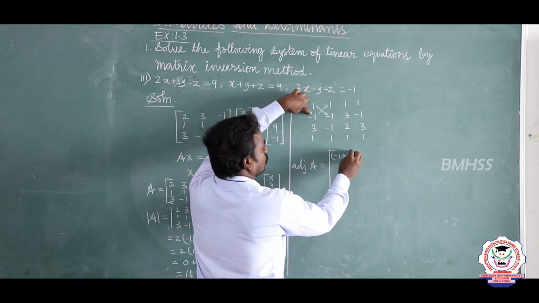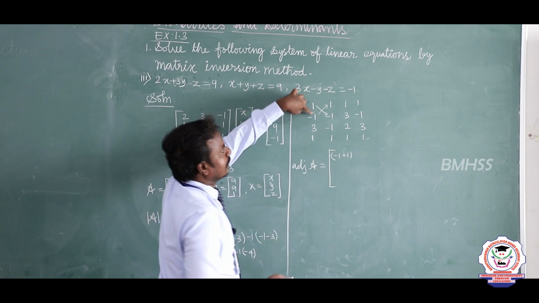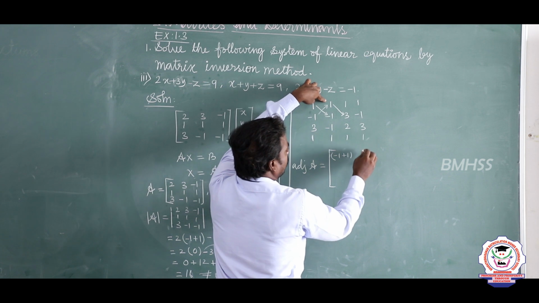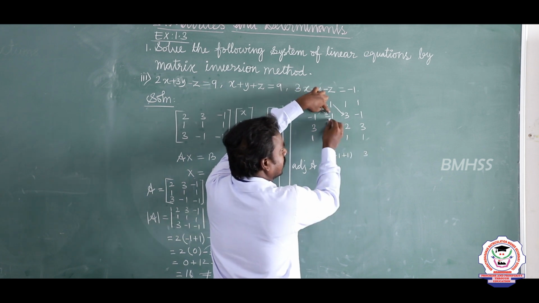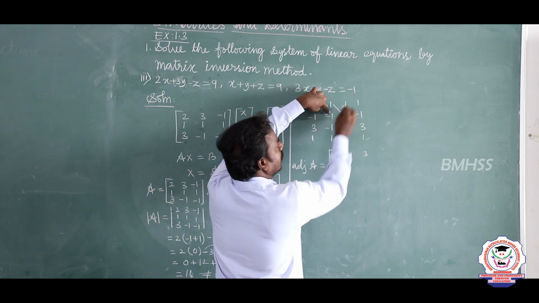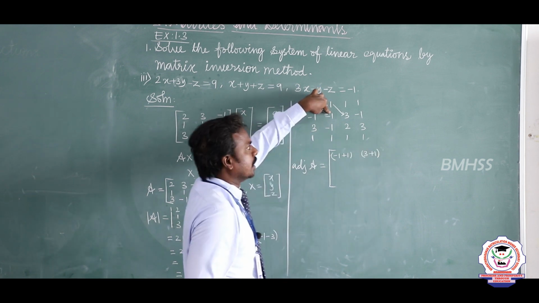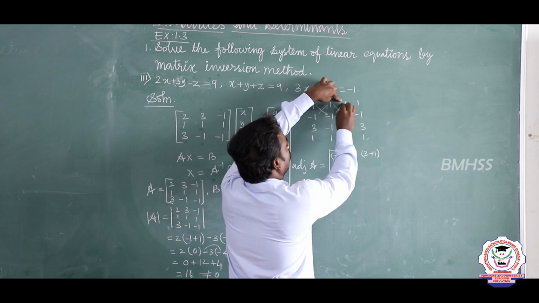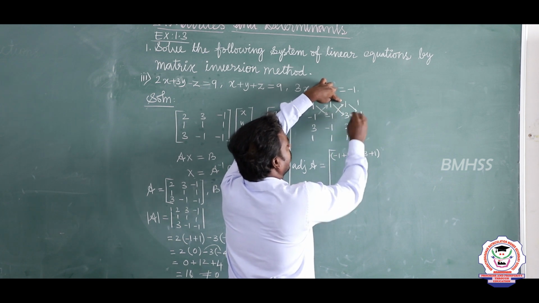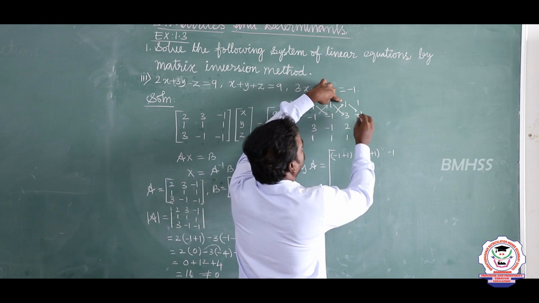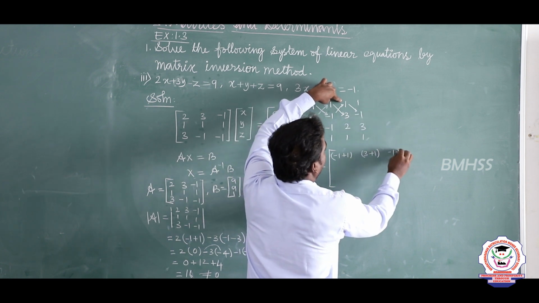You understand? So the first row, first column element is over. The second one, 1 into 3, 1 into 3 is plus 3. Already minus is there, so minus and minus make plus. So plus 1. First row, second column is over. Now the second row, third column: 1 into minus 1 is minus 1, and 3 into 1 is minus 3.